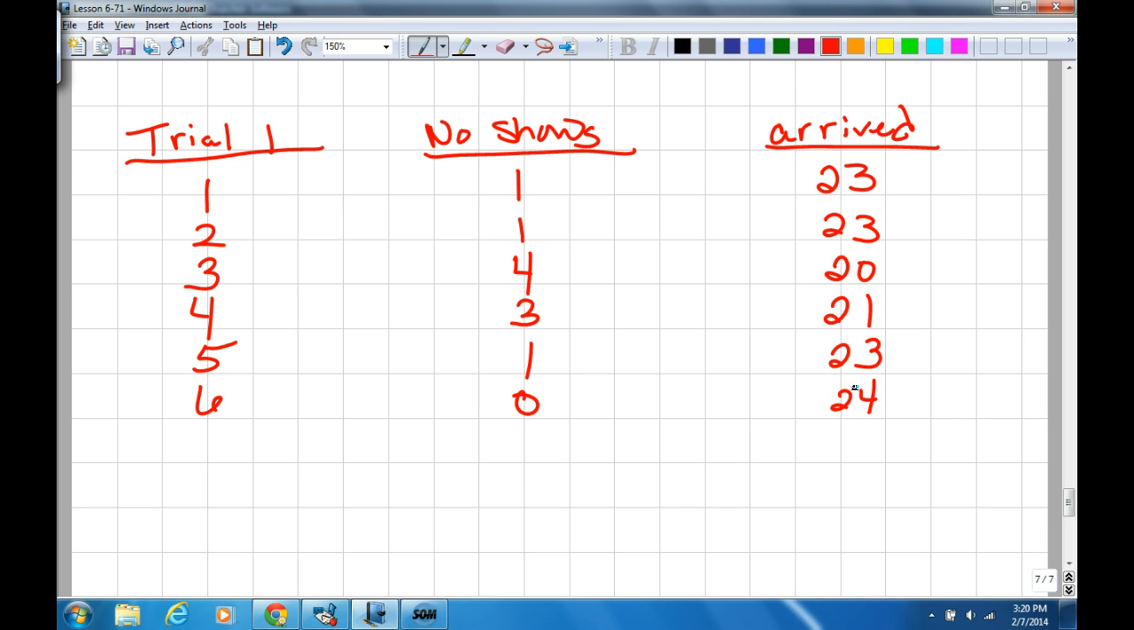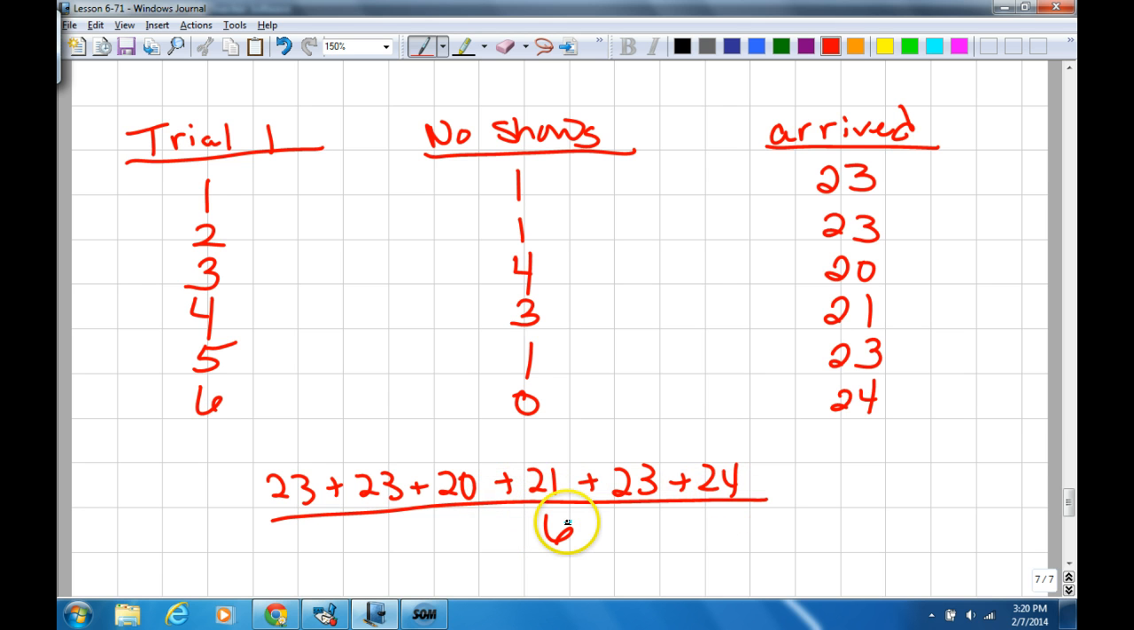So we want to see the average number of arrivals. So what we're going to do is actually add all these up and average it. So we have 23 plus 23 plus 20 plus 21 plus 23 plus 24, and divide that by 6. So our average in this case is 22.3.